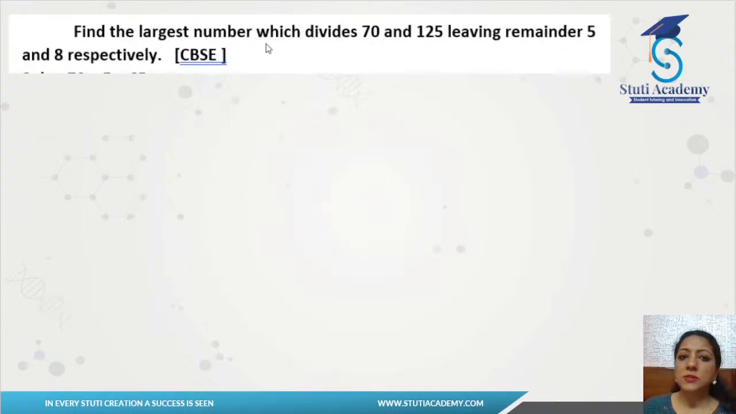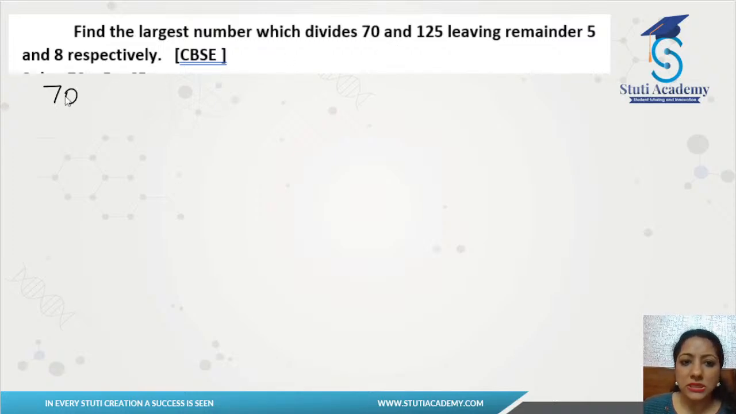Okay. Now let us proceed. Find the largest number which divides 70 and 125, leaving remainder 5 and 8 respectively. So we want the largest number which divides 70 and 125, and it should leave remainder 5 and 8 respectively. That means 5 in case of 70 and 8 in case of 125.